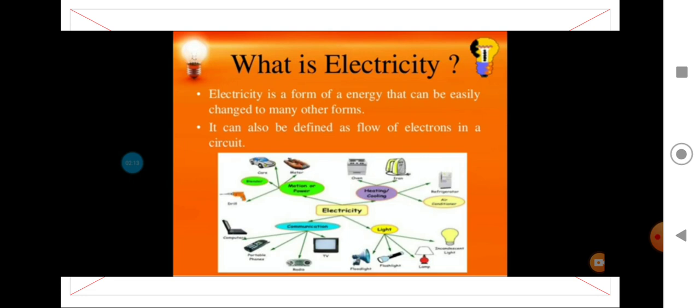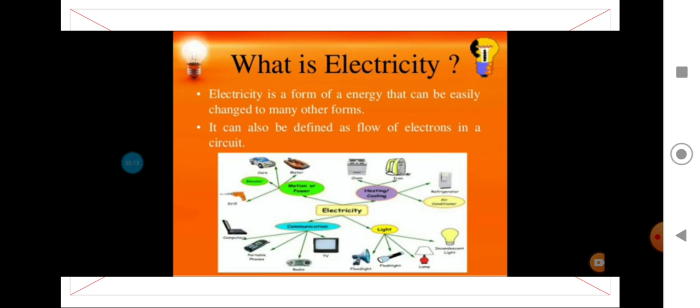In other words, how is this electricity made to flow? You know that in your home circuits are there, socket boards are there. You might have seen the wires connected and getting the connection. So what is flowing here? Very good. Electric current can be defined as the flow of electrons.